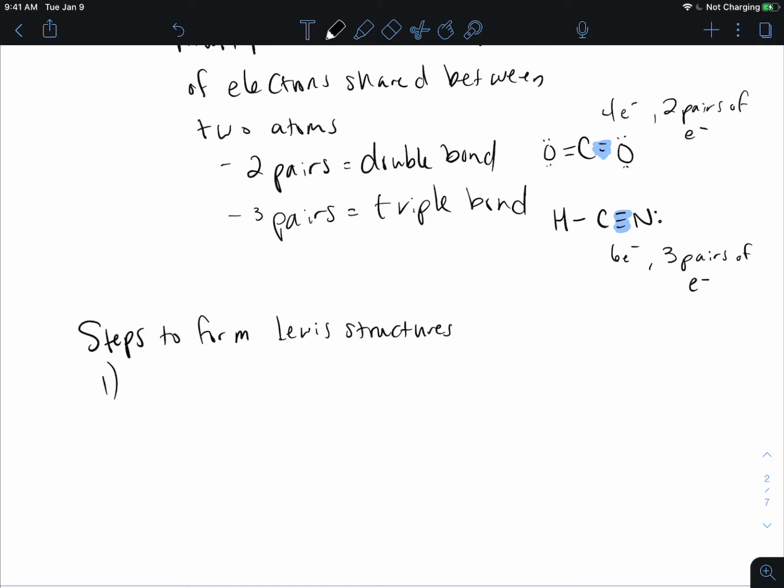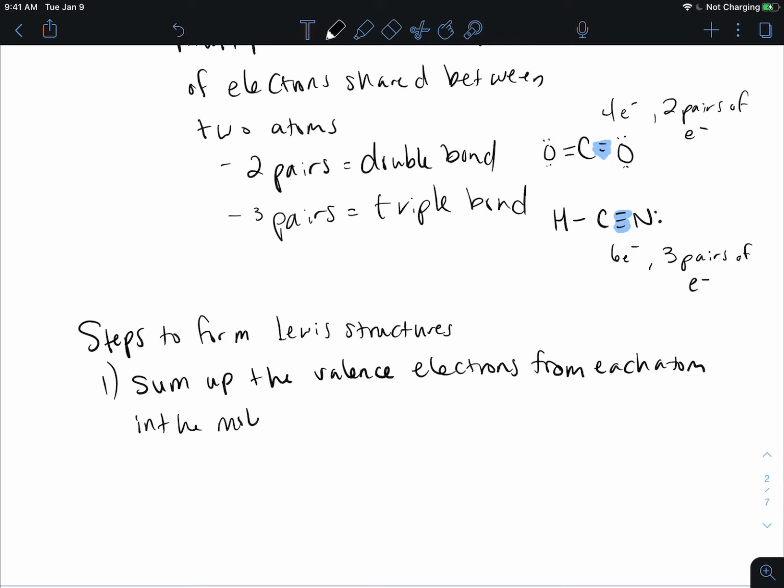So we're going to sum up the valence electrons from each atom in the molecule. Now, if we have an ion, we have to take that into account when we think about our electrons. Remember that if we have a cation, that means we have too few electrons, or we've removed electrons. If we have an anion, that means we've added electrons.